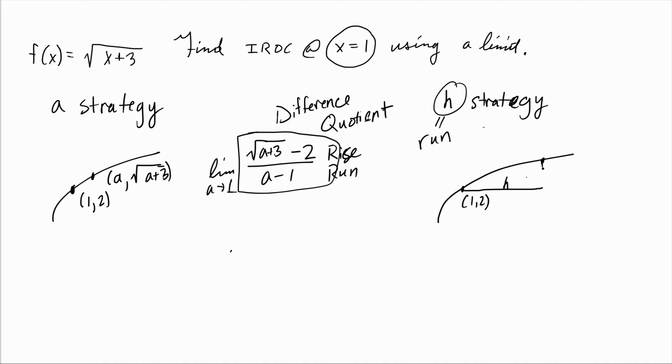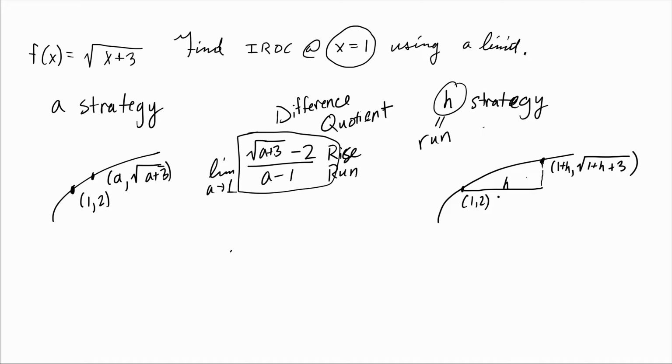So if our run is h, then what's our point right here? What's the x value of that point? Well, 1 plus h, right? Because we've gone h over from 1. And then what's the y value? Well, we've got to stick that 1 plus h into the function, into the x spot right there. So 1 plus h will come in for x there. And then we'd get the square root of 1 plus h plus 3.